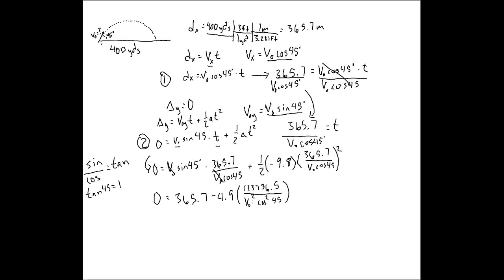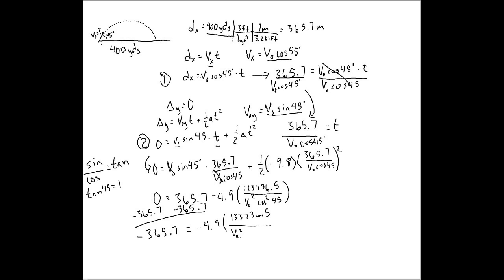I've only got one unknown now. It's v naught, it's right here. So let's get this by itself. I'm going to subtract 365.7 from both sides. So that gives me negative 365.7. Let me get my point in there. And that equals negative 4.9 times, now, up top, I'm going to keep that as 133,736.5, all of that over v naught squared.